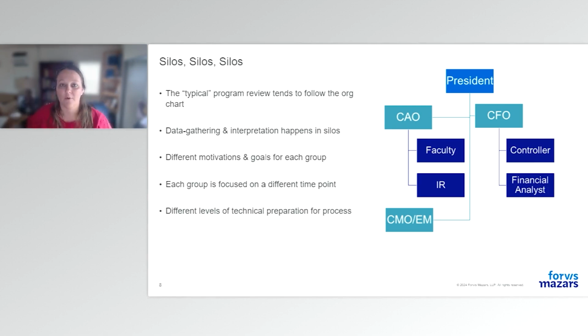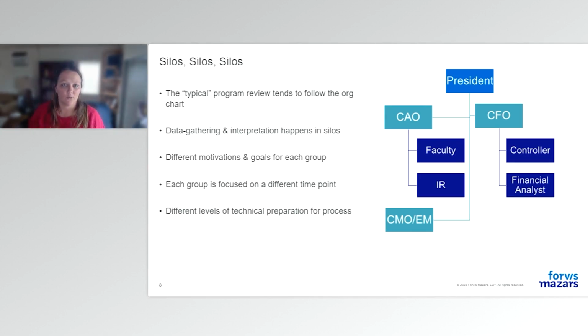The typical program review, the one that we're seeing splash all over the headlines, tends to follow the organizational chart. So this is typically a process that is mandated by the president or board, but then the process tends to be delegated down to a chief academic officer who typically has faculty and IR reporting to them, a chief financial officer who is really dealing with financial analysts and controllers. And then there's typically someone from enrollment management or marketing involved in this process.